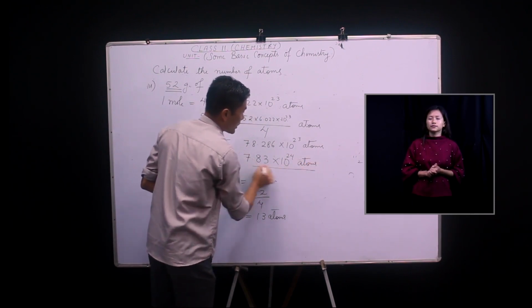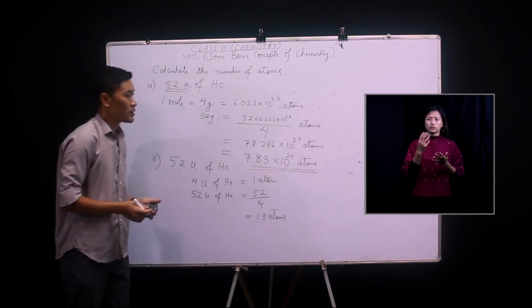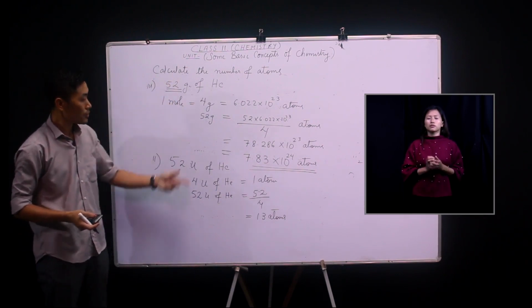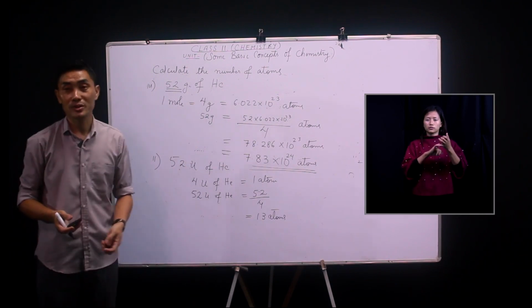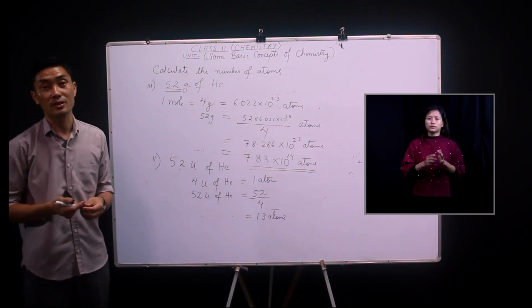So this is how we can calculate the number of atoms if we know the number of moles, the atomic mass, or the number of grams present in a given sample of an element or a compound.